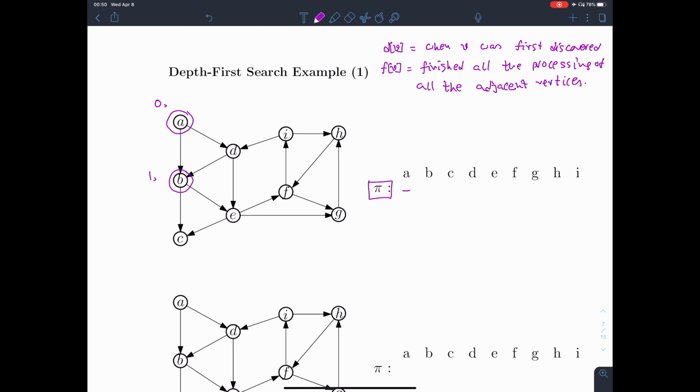Next, we will look for the adjacent vertices of B. In the previous simulation of BFS, before going to the adjacent vertices of B, we had processed all the adjacent vertices of A. But in this DFS, we go as deep as possible. So we will look for the adjacent vertices of B. The adjacent vertices of B are C and E. That means alphabetically C will be discovered first. That means C will be discovered at time 2.